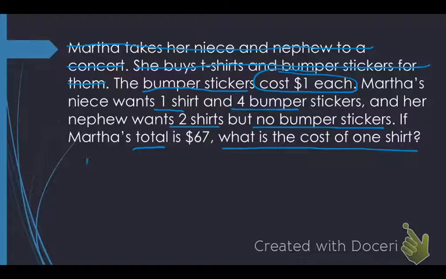So I'm already thinking 1 shirt, and I'm going to write S for shirt, plus 4 bumper stickers. And that is simply representing what Martha's niece wants. I also need to account for what Martha's nephew wants. The nephew wants 2 shirts, but no bumper stickers. So I do not need to include the bumper stickers because he doesn't want any. I know that when I take all of those things added together, added because of total, it's going to equal $67 that she spent at this concert.